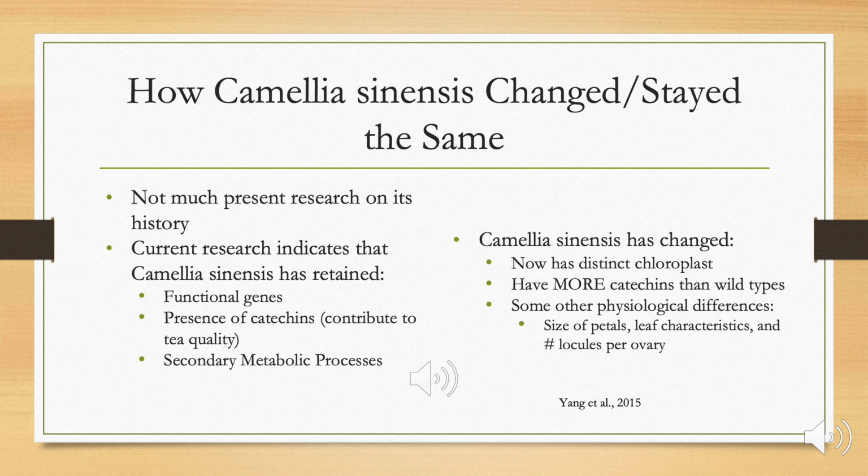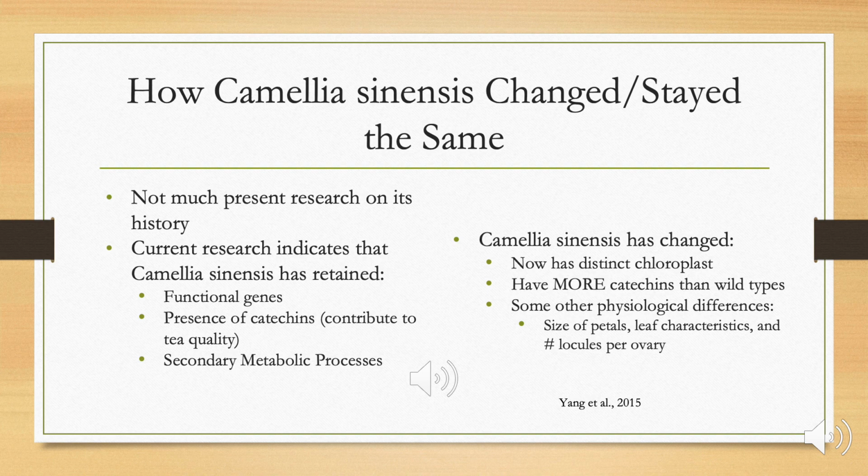Currently, it seems that Camellia sinensis has retained its functional genes, its presence of catechins, which actually contribute to the quality of the tea. It is involved in the leaves, and it also retained its secondary metabolic processes.